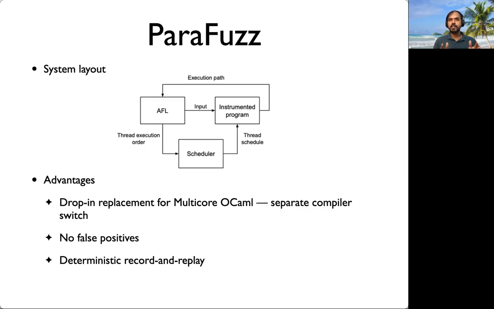So there are several advantages to using Parafuzz. Parafuzz is a drop-in replacement for Multicore OCaml. If you want to test programs using Parafuzz, you just need to install a separate compiler switch, add your assertion, write a generator, and off you go, right? And there are no false positives in the system. If a bug is found, it is a true bug. And when a bug is found, we also get a trace. That is a deterministic trace, which allows us to replay the executions and debug the program.